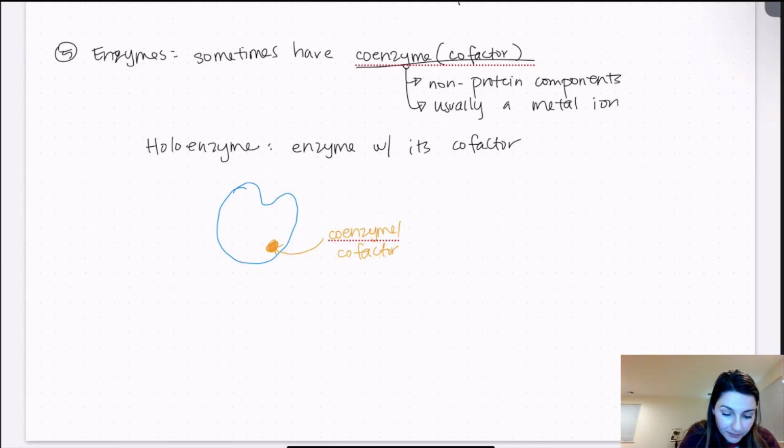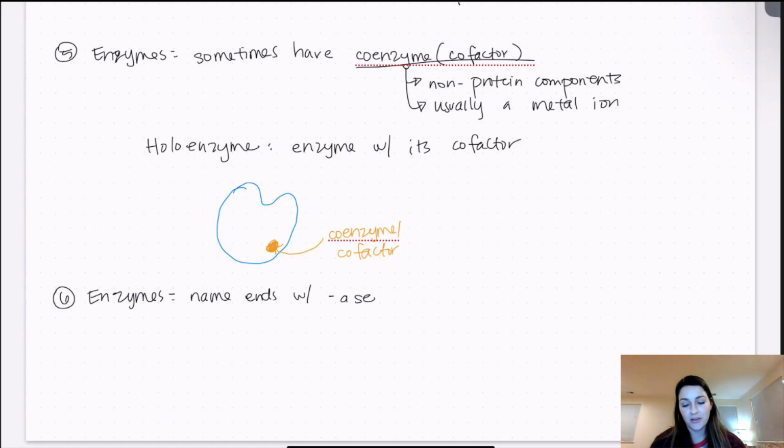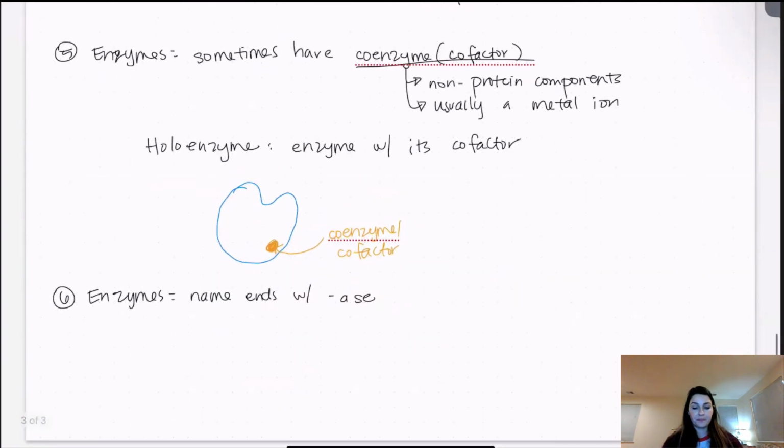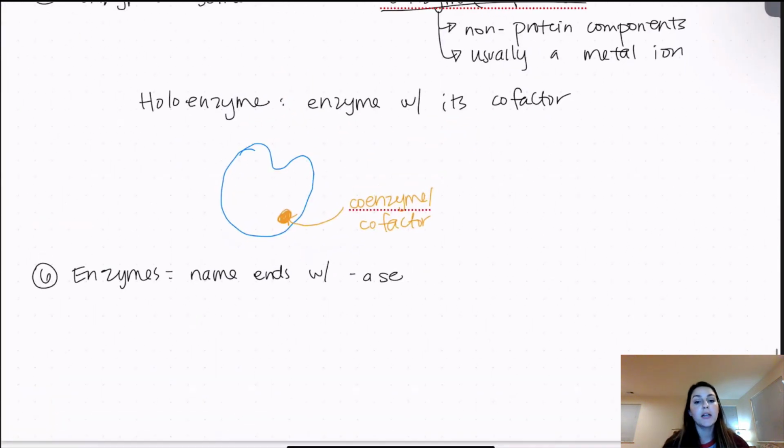And then the last thing I want you to know is that enzymes, their name ends with A-S-E. So in the earlier example, we talked about catalase, A-S-E. All enzymes end with an A-S-E. So we can talk about synthase, we can talk about kinase, and anytime you hear that A-S-E sound at the end, you always know you're talking about an enzyme, so you automatically know some kind of chemical reaction can happen with that one, which is a really nice trick to know that when we throw out things that end with A-S-E, it's always going to be an enzyme.